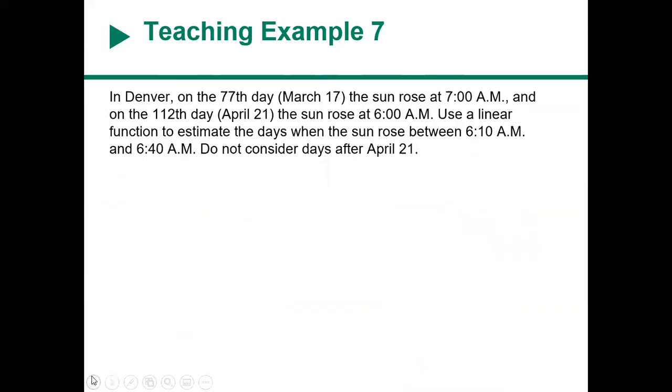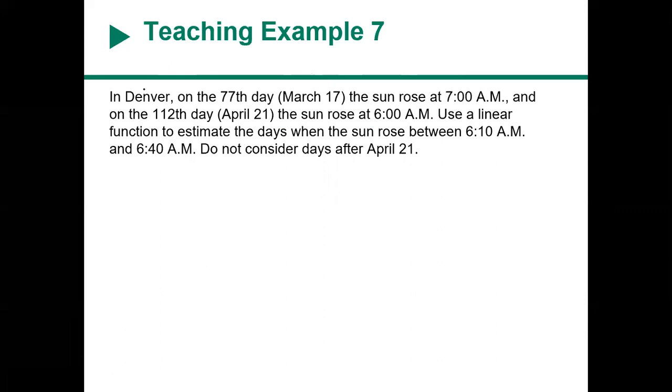All right, word problem. So in Denver on the 77th day, March 17th, the sun rose at 7 a.m. And on the 111th day, April 21st, the sun rose at 6 a.m. Use a linear function to estimate the days when the sun rose between 6:10 a.m. and 6:40 a.m. Do not consider days after April 21st.